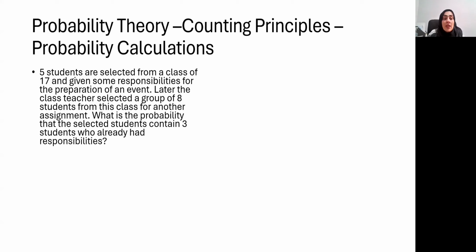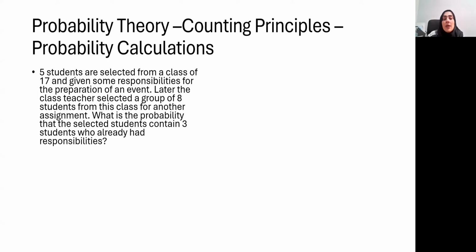And now the event that we're interested in is that these 8 people contain 3 students who already have responsibilities, which means 5 are the ones who do not have responsibility, but 3 are those who have responsibilities. And we know that there are 5 such students who already had responsibilities. Now we have to find out the probability of this event.